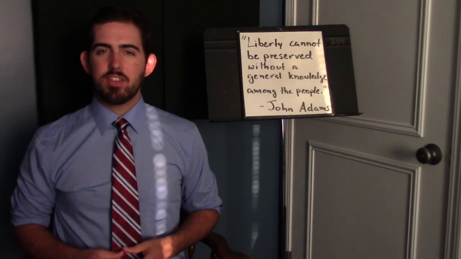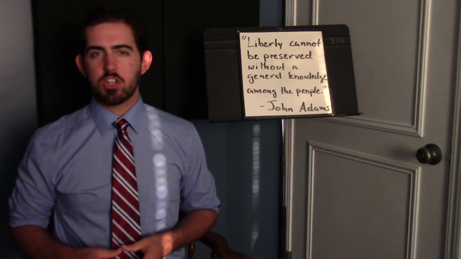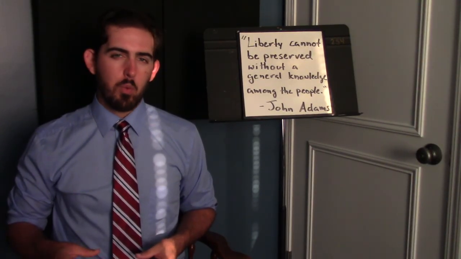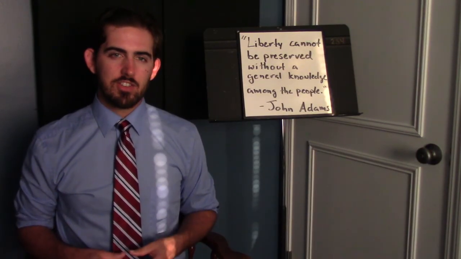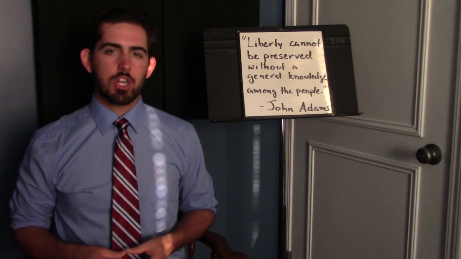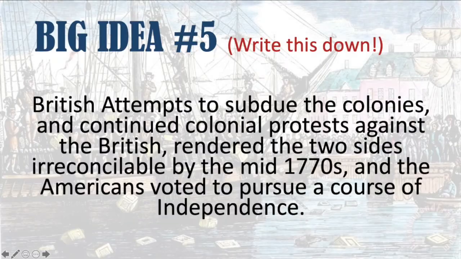By the 1770s, the British government and the American colonists had become entrenched in their positions. Each refused to give way to the other. In a final series of volleying actions, the independence movement took shape. This is our final big idea. British attempts to subdue the colonies and continued colonial protests against the British rendered the two sides irreconcilable by the mid-1770s, and the Americans voted to pursue a course of independence.